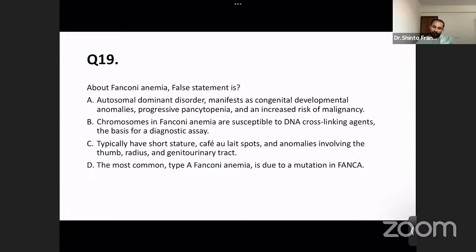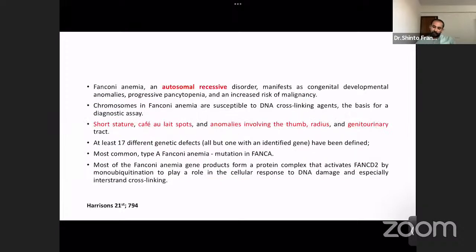Question number 19, again, Fanconi's anemia, false statement. Autosomal dominant, congenital developmental anomalies, progressive pancytopenia, and increased risk of malignancy. Chromosomes in Fanconi's are susceptible to DNA cross-linking agents. That's how you diagnose: diepoxybutane or mitomycin C on peripheral lymphocytes. Typically short stature, skeletal anomalies involving the thumb, radius and genitourinary tract. Most common is type A Fanconi's anemia due to mutation in FANCA. So the wrong one is the first one. It's not autosomal dominant, it's autosomal recessive. The rest of the things are the same. There are 17 genetic defects; most common is type A.